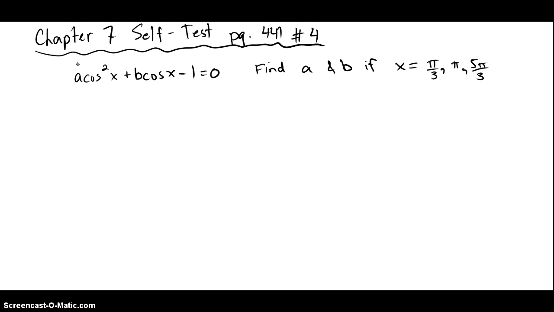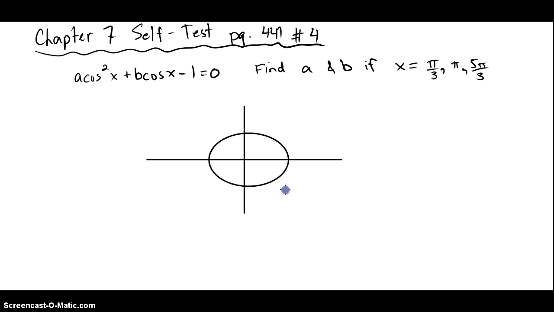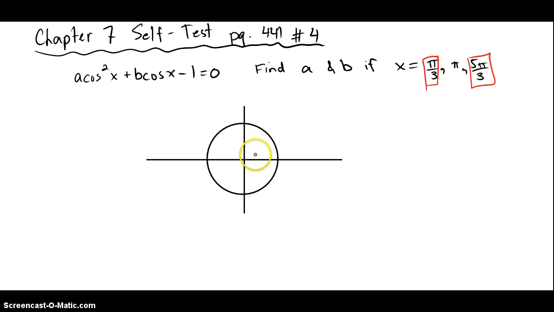So first of all, let's draw a unit circle to go backwards from our solutions. Okay, so we have a number of solutions here. From pi over 3 and 5 pi over 3, those are on the same related acute angles. Pi over 3 is over here, and 5 pi over 3 is over here.